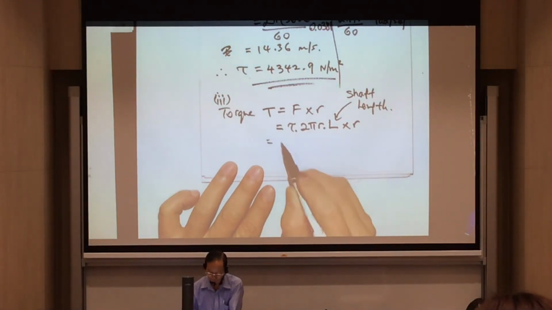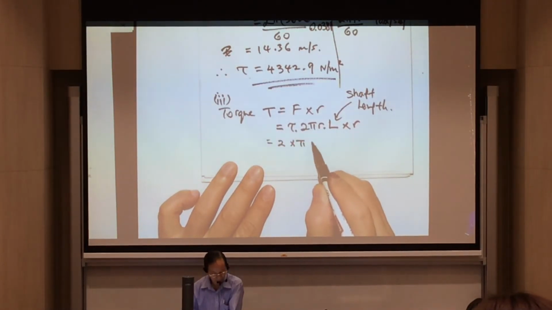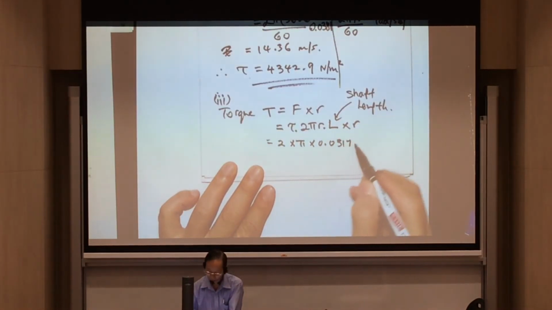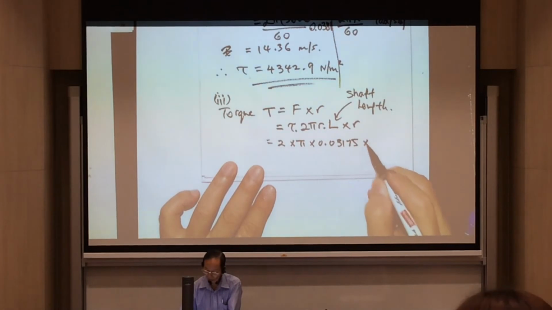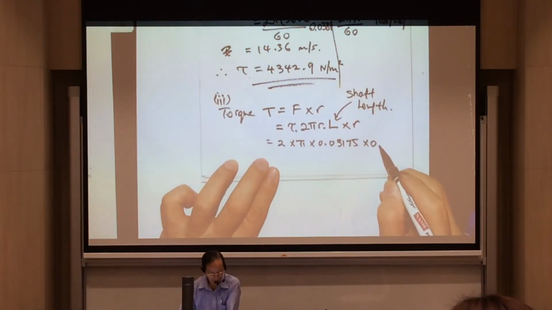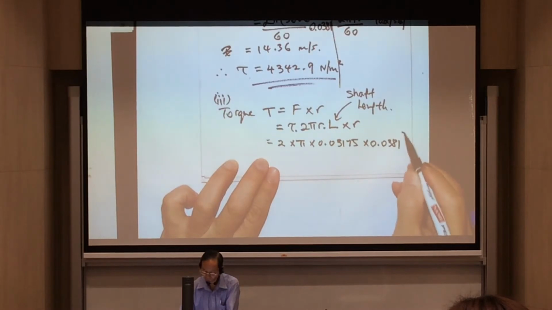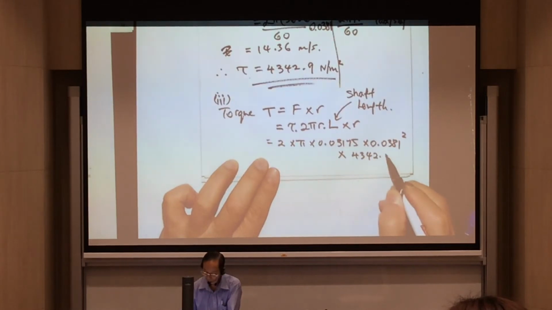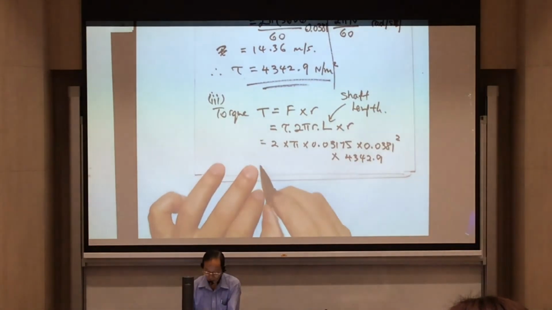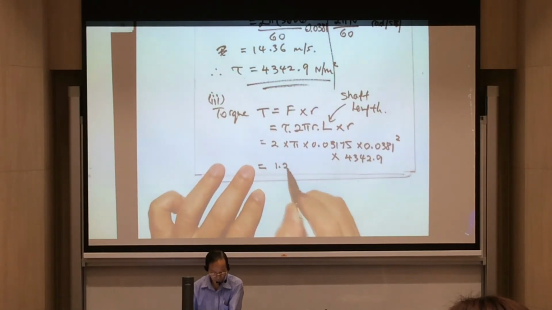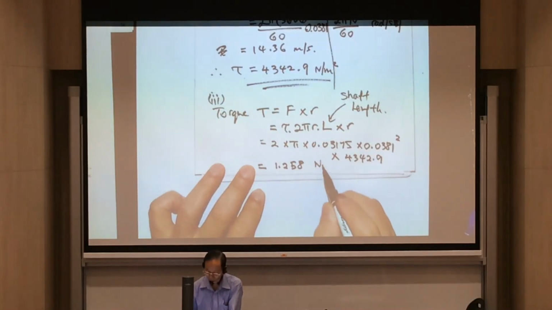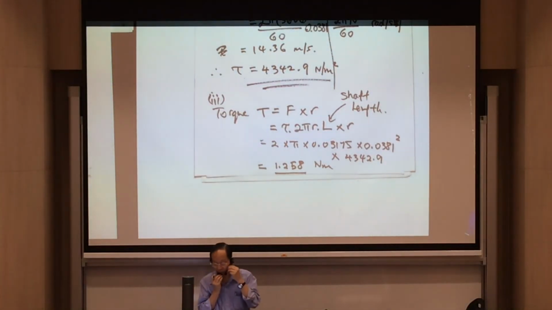So you have 2 times pi times 0.03175, times r squared, which is actually your a squared, 0.0381 squared, times your stress 4342.9. And you get the answer as 1.258 Newton meter.